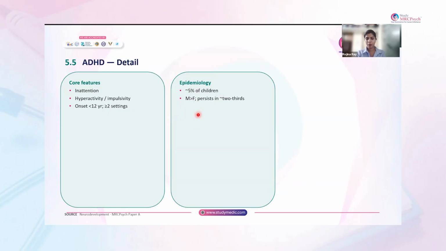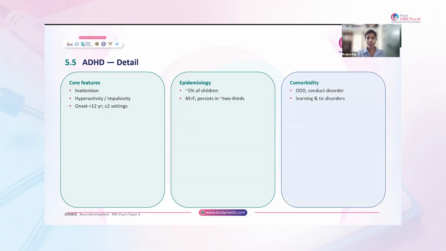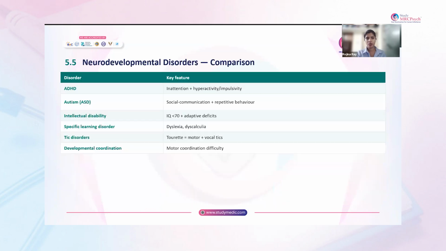The common comorbidities associated with children with ADHD include oppositional defiant disorder or ODD and conduct disorder, or SLD, specific learning disability disorders, and tic disorders, including Tourette syndrome. So the neurodevelopmental disorders, as we know, begin in early childhood and can co-occur. So here is a table summarizing the key neurodevelopmental disorders.